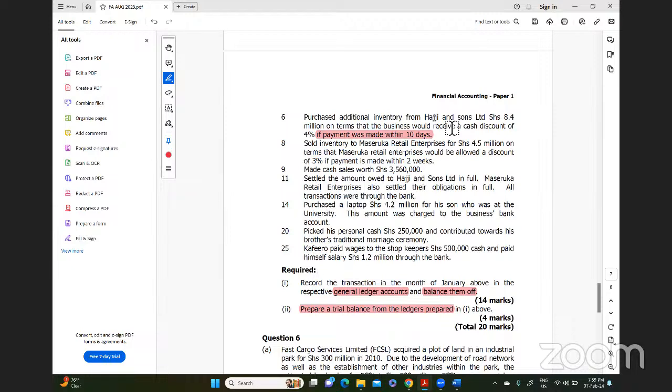Okay. So sold inventory to Maseruka Retail Enterprises for shillings 4.5 million on terms that Maseruka Retail would be allowed a discount of 3% if payment is made within 2 weeks. Still, it is evidence of a credit transaction. Not so? It is a credit transaction, no cash actually exchanged hands. So what is the double entry there? We are making sales to Maseruka on credit.